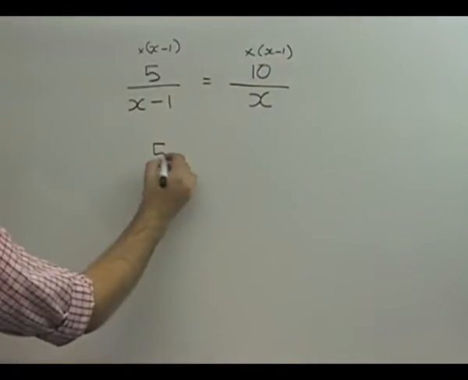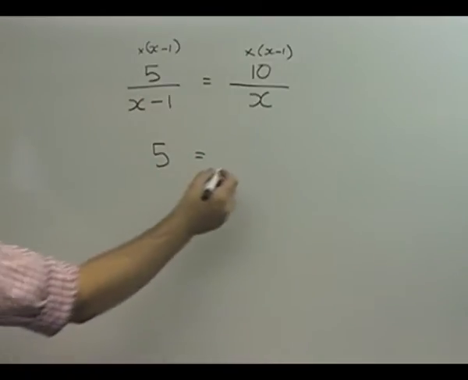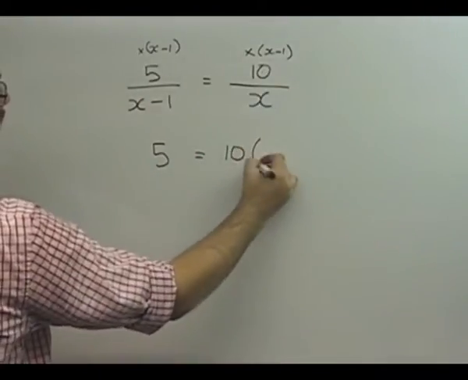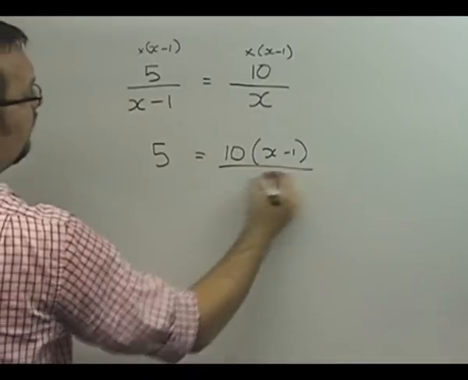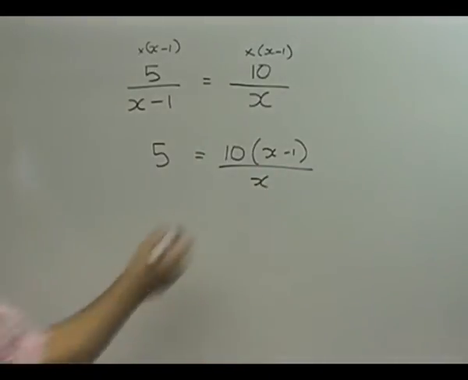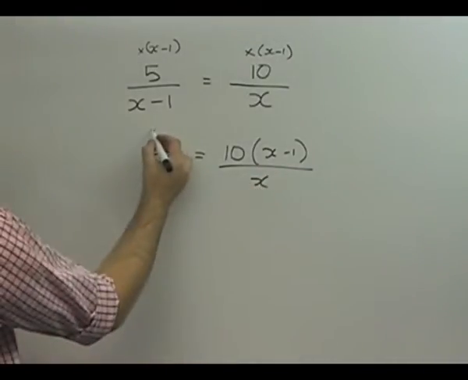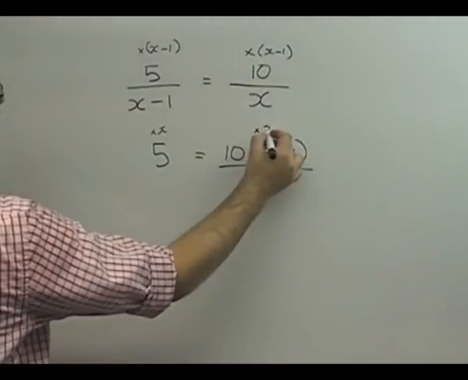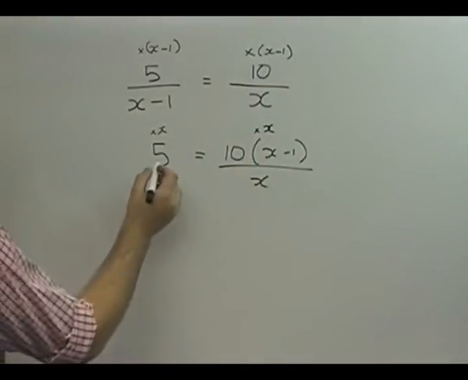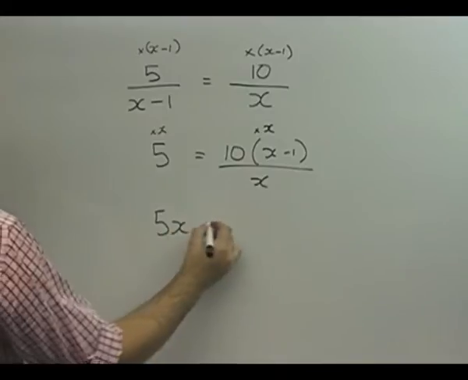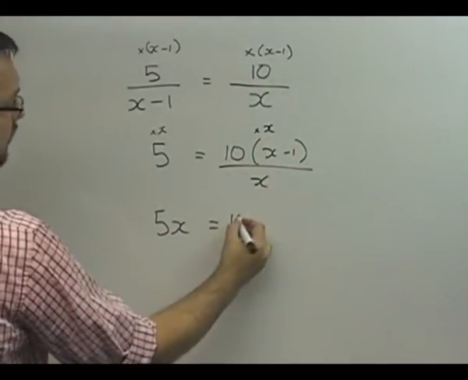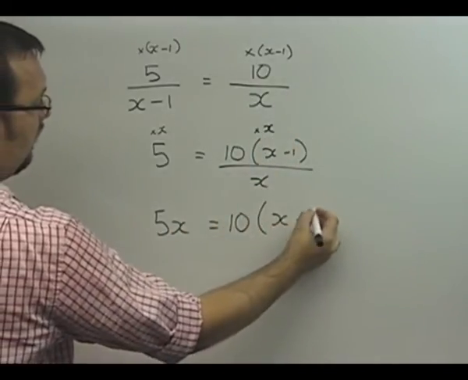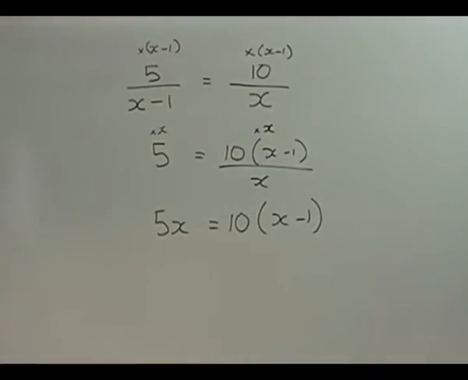So here I've got 5 left after I multiply it by that. And here I've got 10 multiplied by x take away 1 divided by x. Now I'm going to eliminate this. So I'm going to multiply both sides by x. So this becomes 5x. And this cancels, so I just end up with this. 10 open brackets x take away 1.